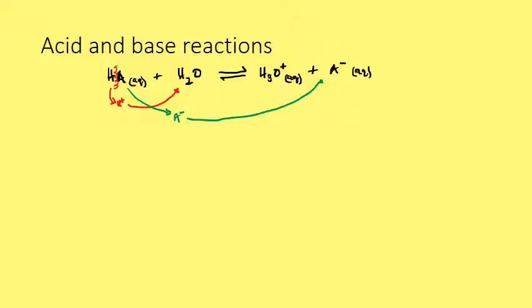So what we can say, therefore, is that in this forward reaction, let's deal first with the forward reaction, the acid is the particle that has donated the proton. So HA was the acid, and water was the molecule that accepted the proton. So that was the base.